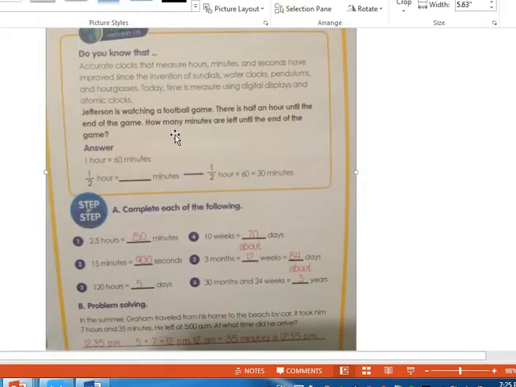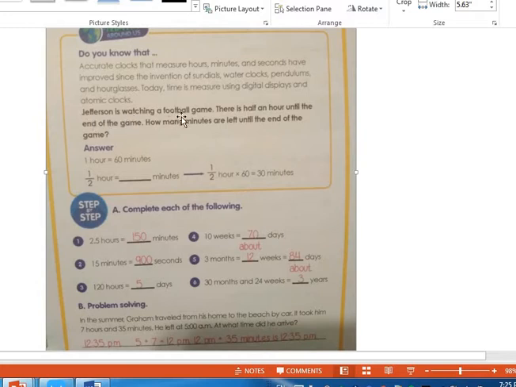Do you know that accurate clocks that measure hours, minutes, and seconds have improved since the invention of sundials, water clocks, pendulums, and the hourglasses? Today, time is measured using digital displays and atomic clocks.